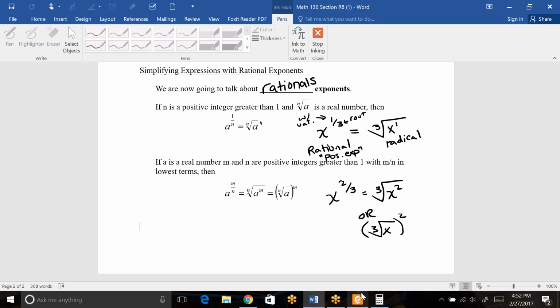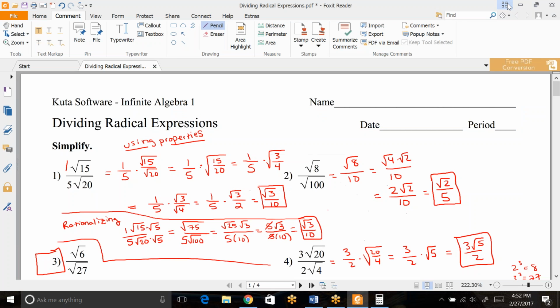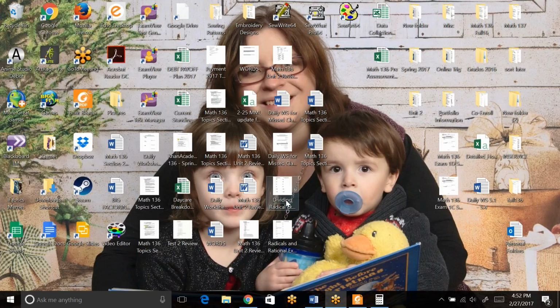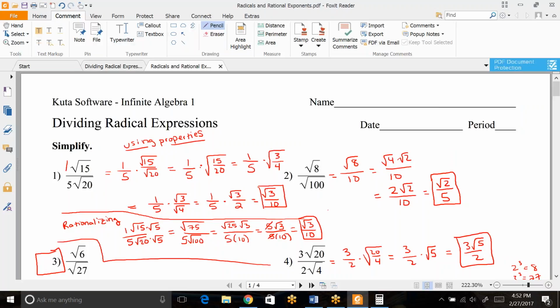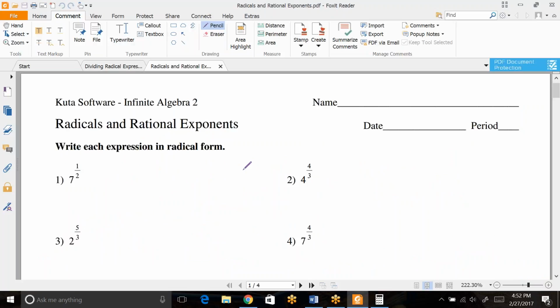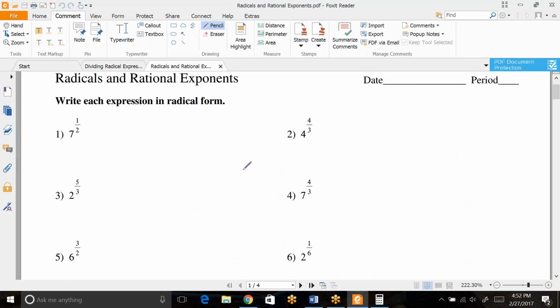So I'm going to pull up the worksheet for this section. Okay, so this first part of the direction says write each in radical format. Okay, it doesn't say simplify, it just says write them in radical format. So for this first one, this would be a square root. So we don't have to write the 2, but you can if you want. And it would be 7 to the first power, so square root of 7. For this one, it would be cubed root of 2 to the 5th.